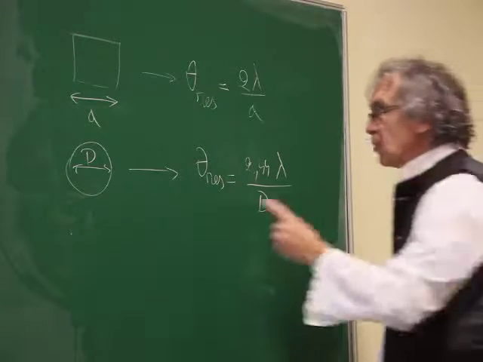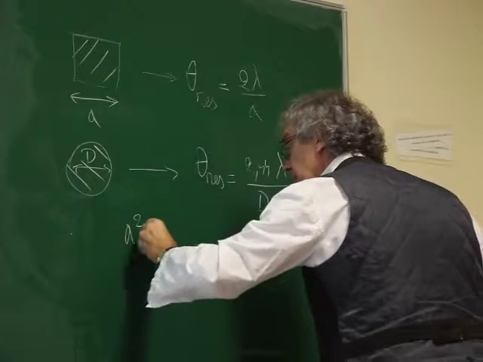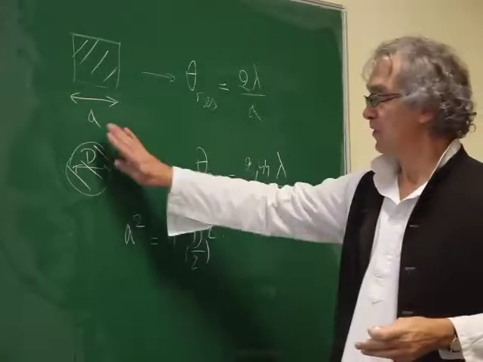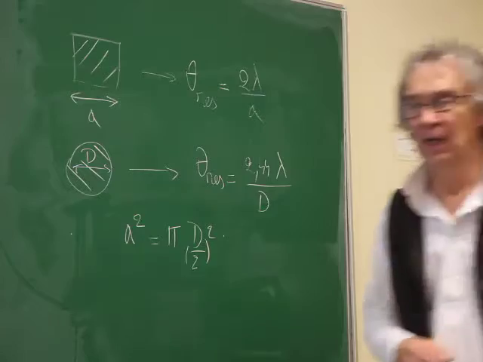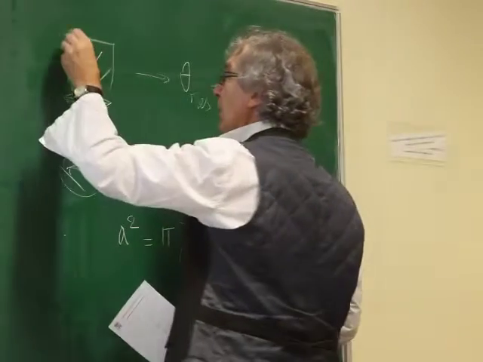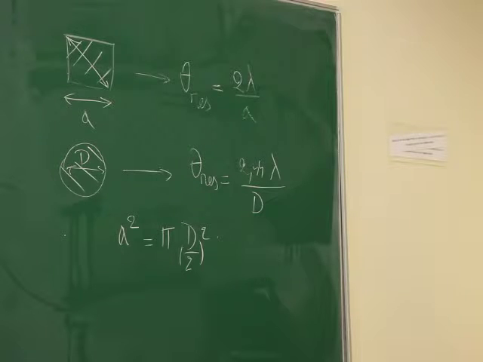And I asked you, let's assume that the area of the square is the same as that of the circular mirror. Which one would you prefer in terms of angular resolution? Some of you said, I take the circular one. But the problem with the square one is that you get this angular resolution along that direction and along that direction. Now, along this diagonal direction, does it get better or worse? It gets even better.